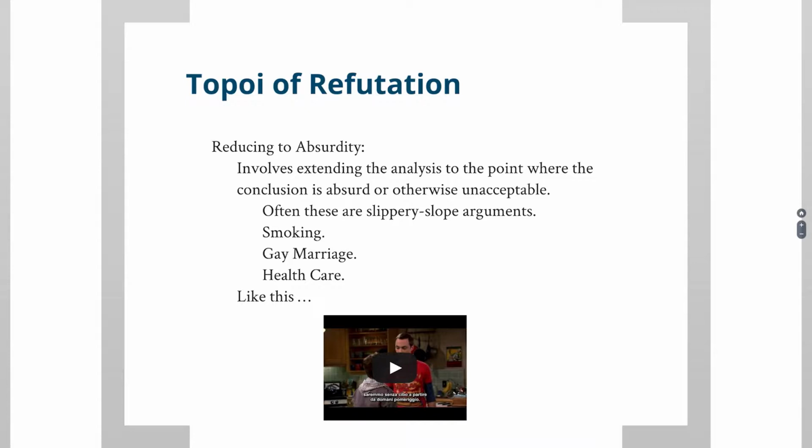You can also try to reduce to absurdity. We talked about this as one strategy when we were talking about fallacies. This takes a point an opponent makes and tries to extend it to its logical conclusion in order to say that it's absurd. It's not the same as slippery slope. It's trying to apply the logic a candidate uses and making it more and more absurd. It's another tactic of refutation.